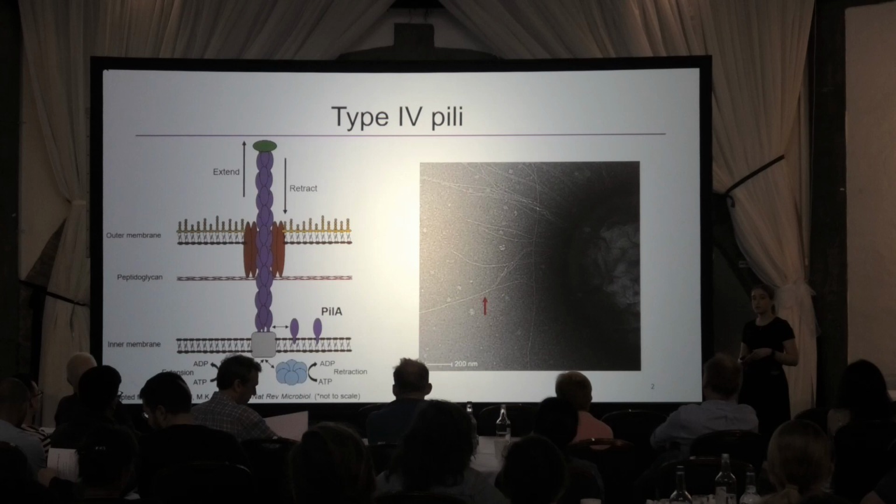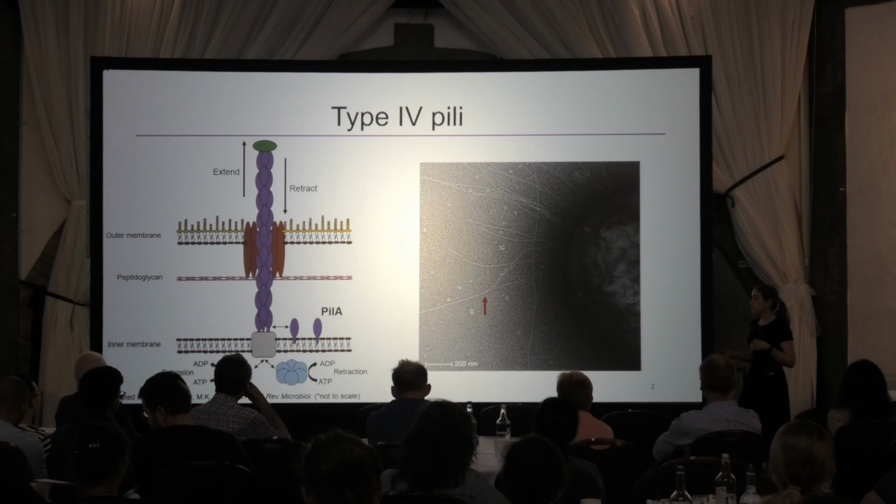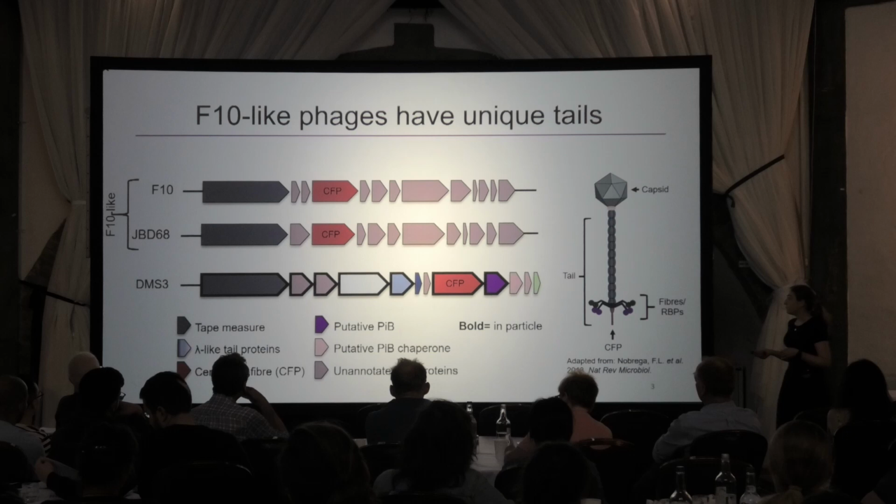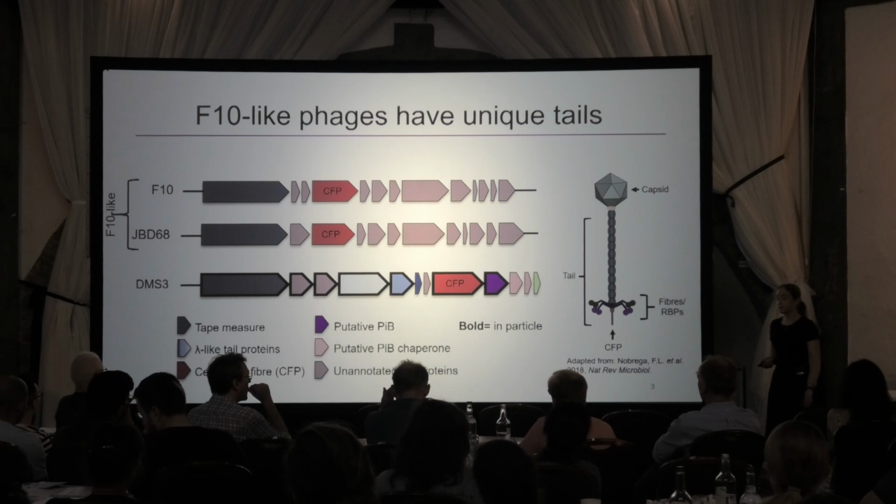What we're trying to do is understand the proteins that are involved in mediating these interactions, because despite it being a really well-known structure for phage infection, not a lot is known about their interactions. So previously, we have worked with the well-characterized Pseudomonas phage called DMS3. This is a cytophage that requires a type 4 pilus.